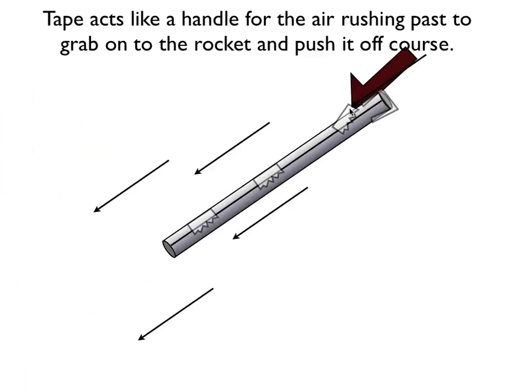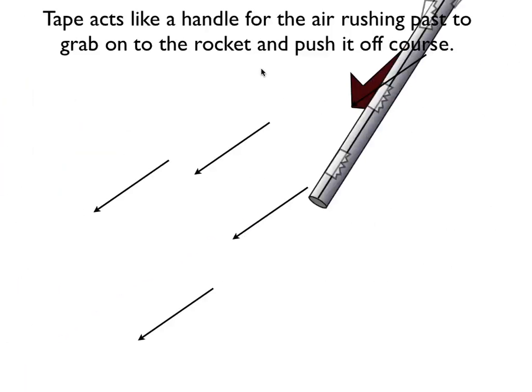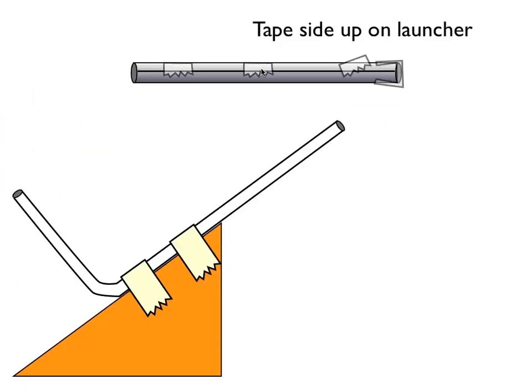And when it does that, that tape basically acts like a little handle for the air that was going to rush past the rocket, to grab onto the rocket, to hit it, to collide with it, to transfer energy to it, and to push it off course, because it's only grabbing onto the rocket on one side. And you know that when things are pushed from just one side, they're going to rotate. So let's watch this rocket go up a little bit higher. It's going to be pulled this way, and there it goes. So that was when we put the tape side up on the launcher.